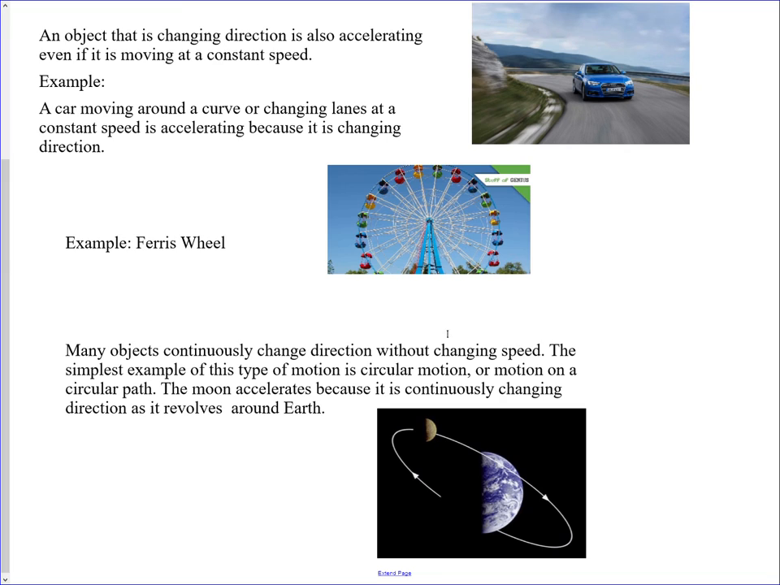Our last example that I want to talk about is that the moon accelerates because it's continuously changing direction as it revolves around the Earth. Similar idea to the Ferris wheel. The moon is going around the Earth in this model or diagram in a circular motion, and as a result, it's accelerating. The moon is accelerating as it goes around the Earth.